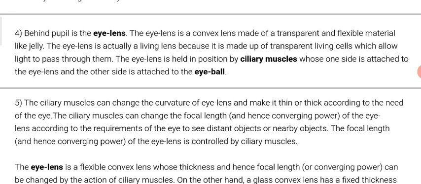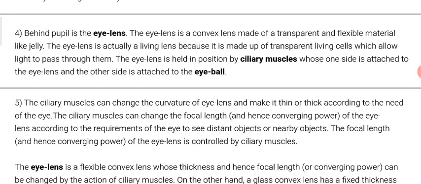Because everything in our body is made of cells, obviously the lens is also made of cells. The eye lens is held in position by ciliary muscles, one side of which is attached to the lens and the other side to the eyeball. Ciliary muscles hold the eye lens. Now the ciliary muscles can change the curvature of the eye lens and make it thin or thick according to the need of the eye.